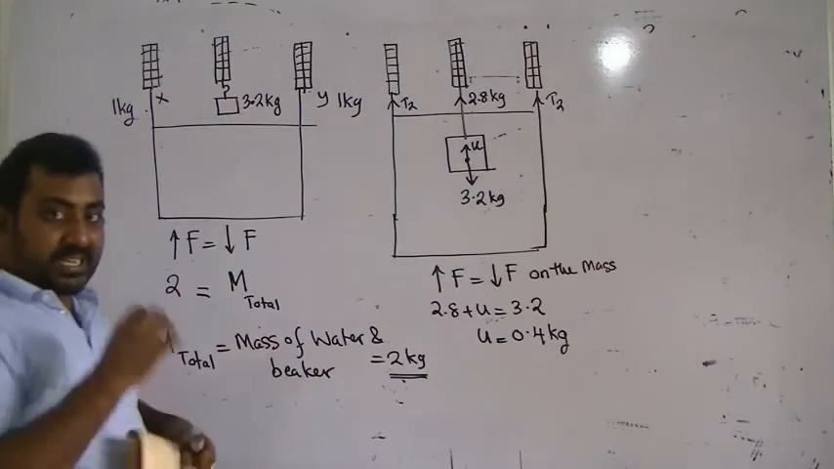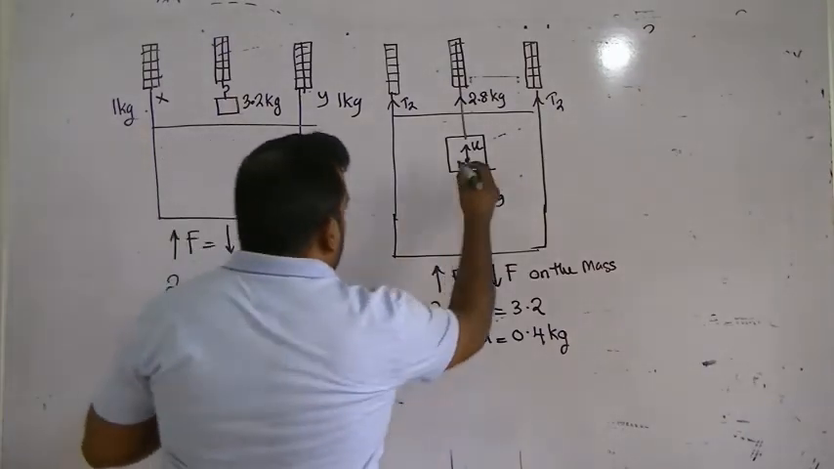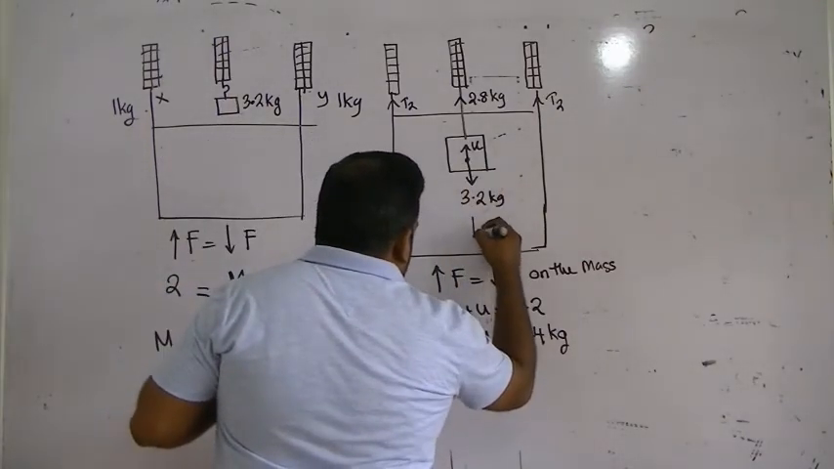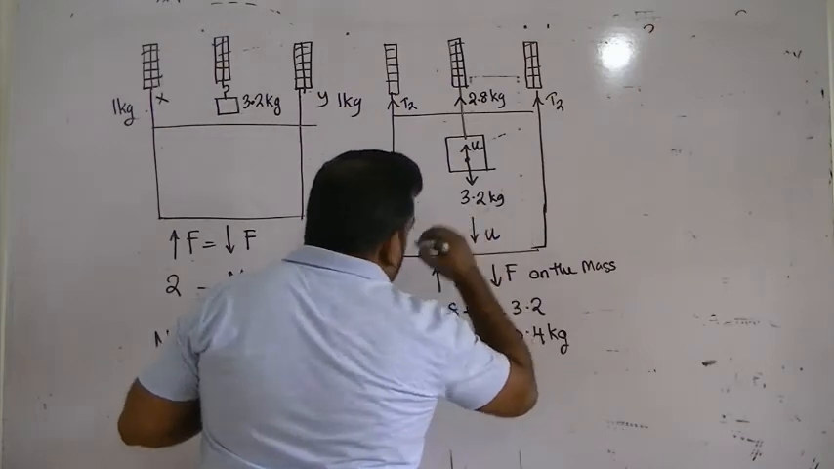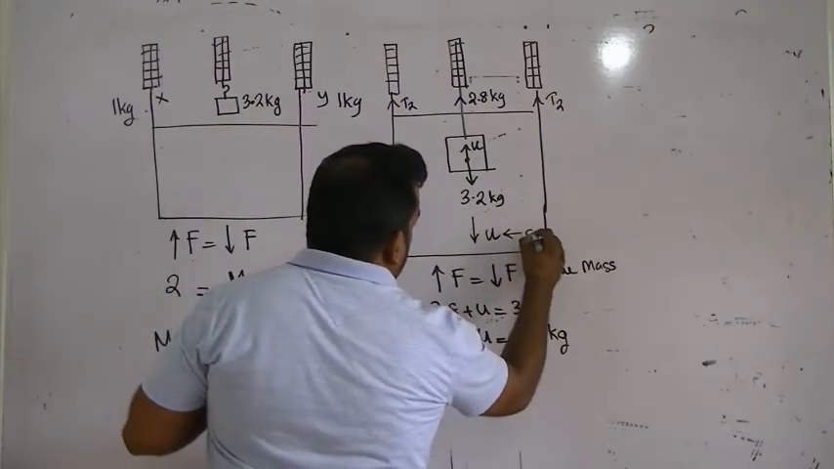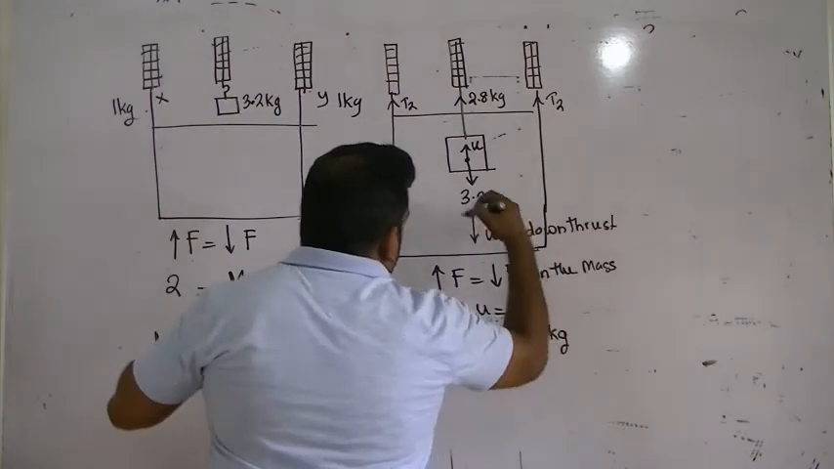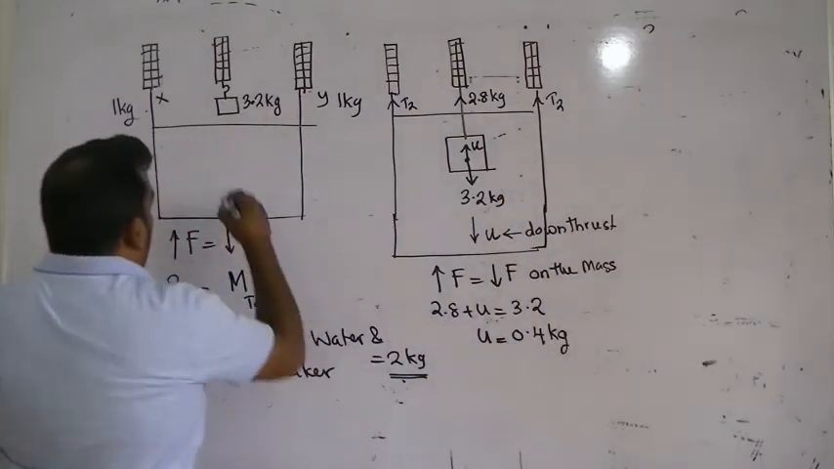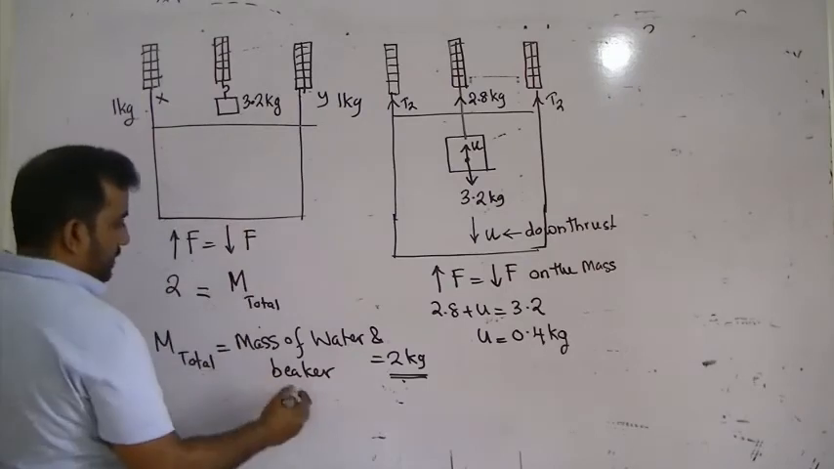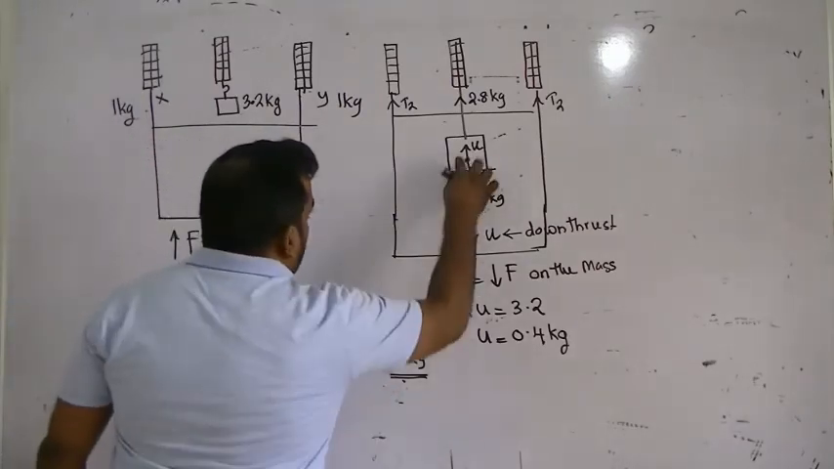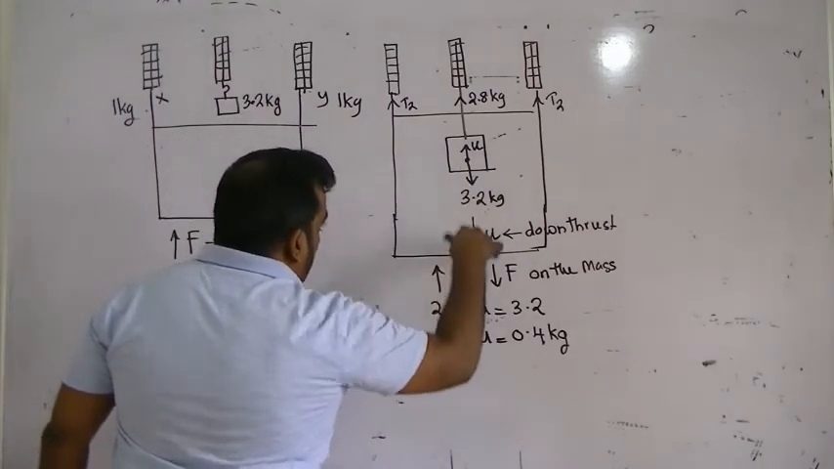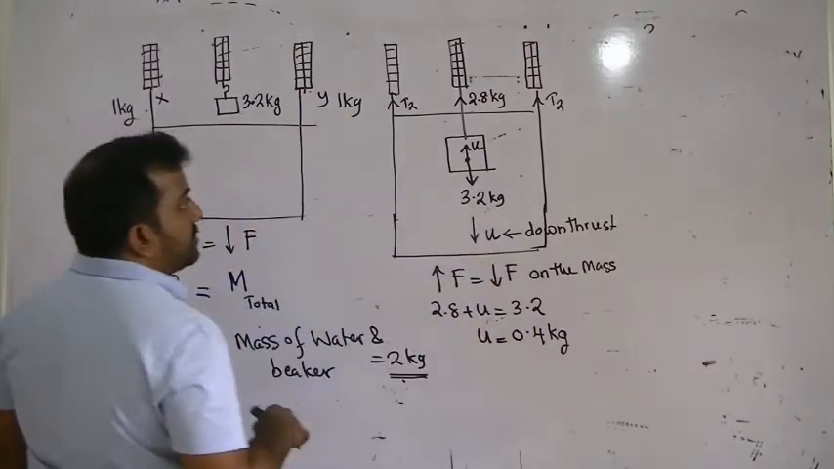Remember, every action has an equal and opposite reaction. Upward U means an equal and opposite downward U also. Down thrust. What do you call this? Down thrust. It's pushing the water down. So already the weight here is 2 kilograms. This is not touching the bottom. But remember, there is an additional push.